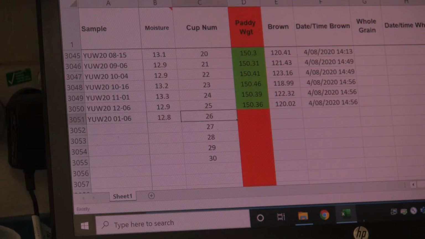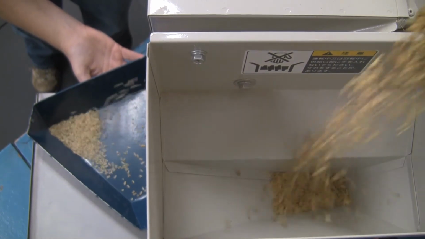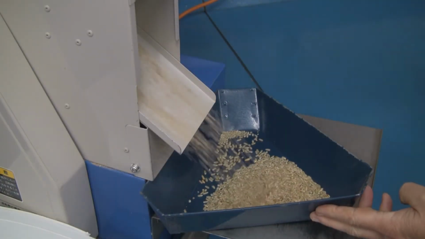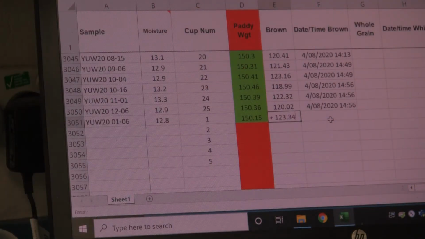For dehulling, we take a 150 gram subsample and put it through the dehuller machine. The paddy falls through a spinning paddle that rubs the hull from the rest of the grain. The hull is then blown away and discarded, whereas the brown rice is collected. We record the weight of the brown rice produced. We also take note of any defects present in the brown rice, such as green, immature, or damaged grains.